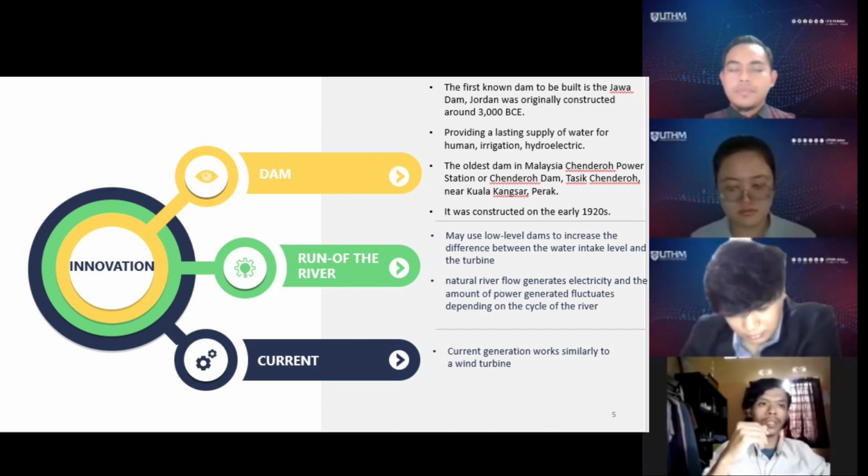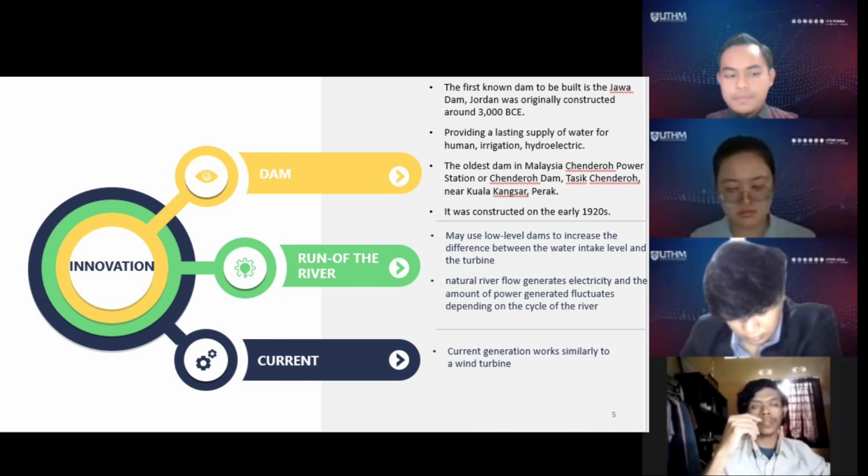In Malaysia, the oldest dam was constructed in the early 1920s at Tasik Cenderoh, Kuala Kangsar, Perak, and we call it the Cenderoh Power Station or Cenderoh Dam. This dam gives more advantages than disadvantages. The advantages, as I said earlier, are a lasting supply of water for human irrigation, hydroelectric power, and flood control.